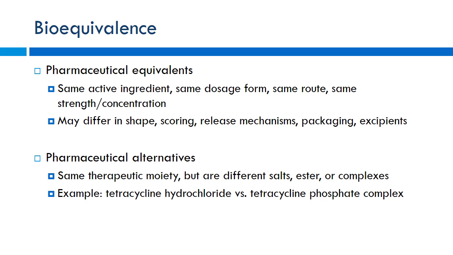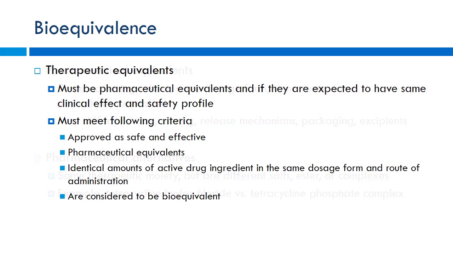And then pharmaceutical alternatives are going to be the same therapeutic moiety or the same identity, the substance, but it could be a different salt, right? So these would not be considered to be bioequivalent if they're different salts. But if you have like tetracycline hydrochloride, which is an antibiotic, versus tetracycline phosphate complex, in some cases, it's appropriate to interchange those out. In some cases, it's not, right? So those would not be considered to be specifically bioequivalent. They're just alternatives to one another.